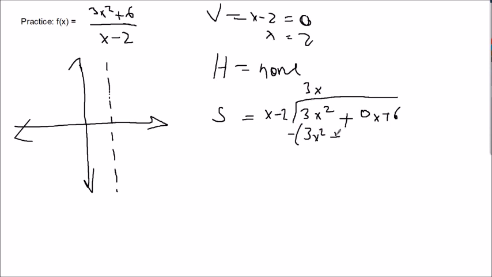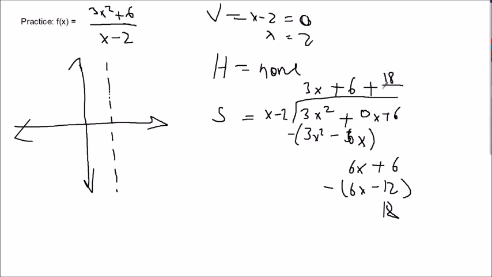And then subtract, because 3x times negative 2 is minus 6x. So subtract: 3x squared minus 3x squared is 0. 0x minus negative 6x is 6x. 6x plus 6. Okay, how many times does x go into 6x? It's 6 times, so 3x plus 6. 6 times x is 6x, and 6 times negative 2 is minus 12. So then we have 18 as our remainder, and then add 18 over x minus 2, and that is our long division.